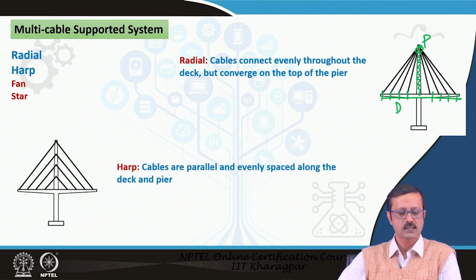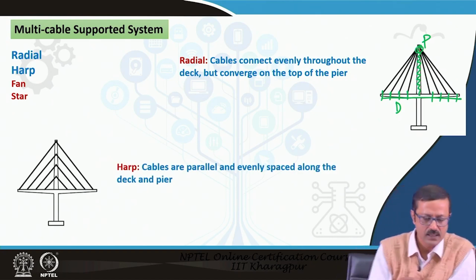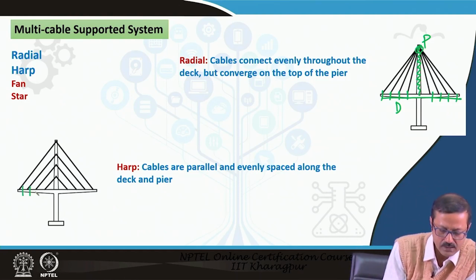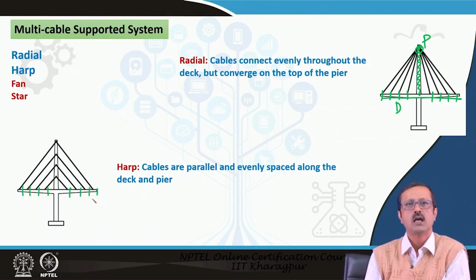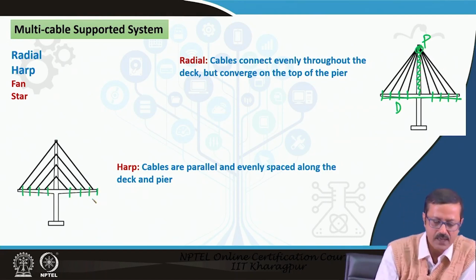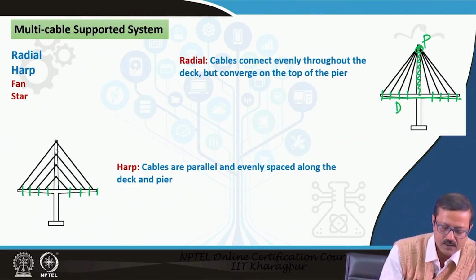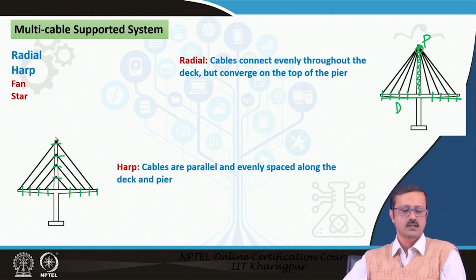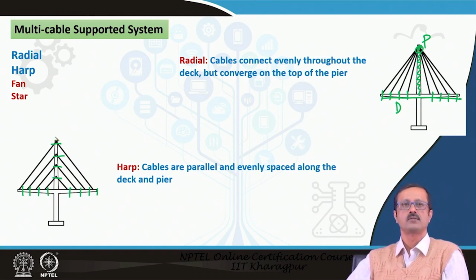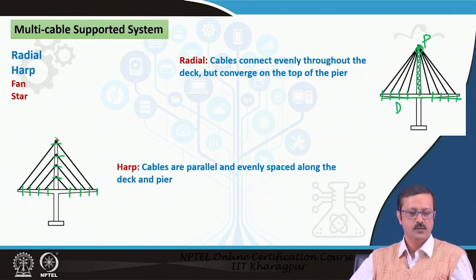Another system, the left hand side figure, is the HARP system. The basic difference is that the cables are taken from different points of the deck and they are well distributed, and they are not going to converge. It is a parallel kind of system, and in the pylon or the pier they are also equally distributed and connected at different heights in the pier. So, these two are the harp and the radial system.